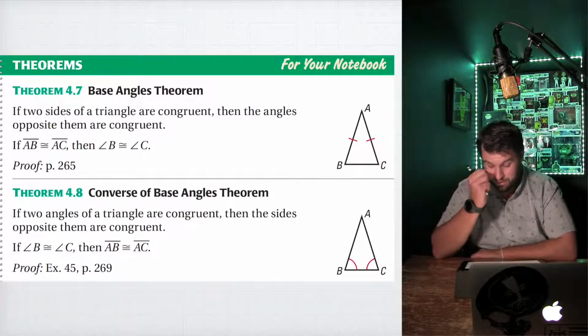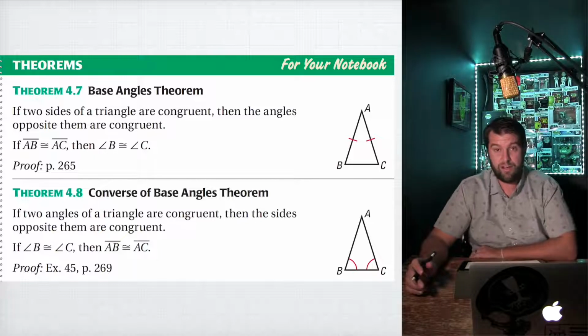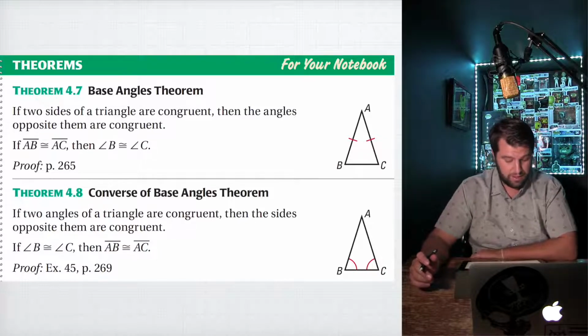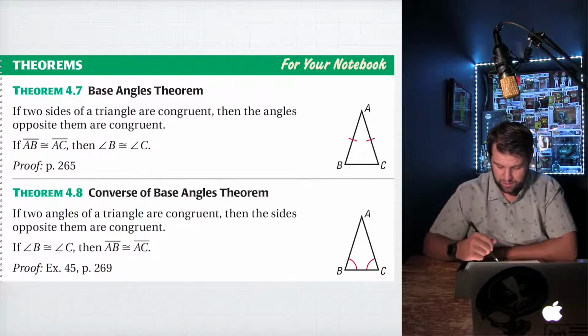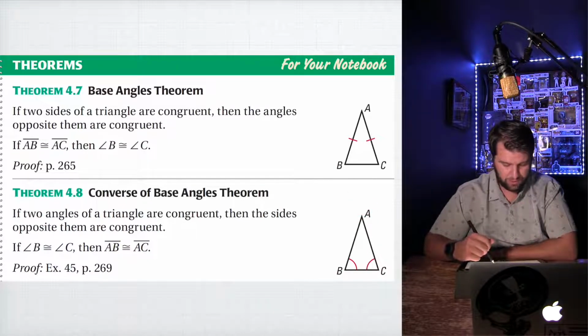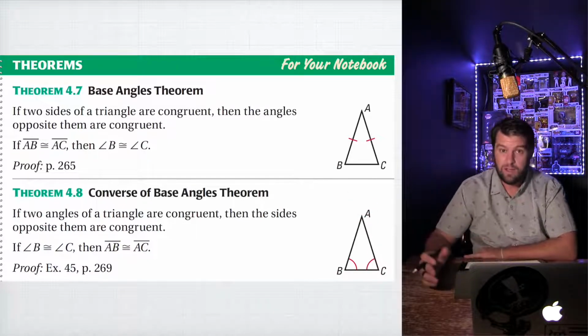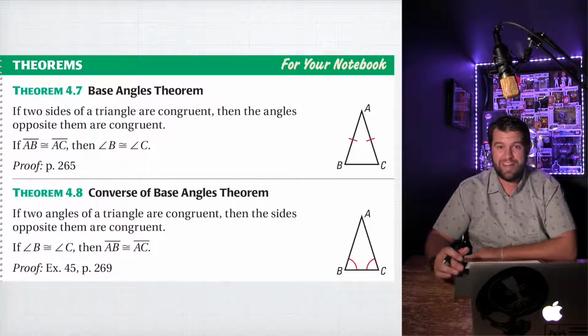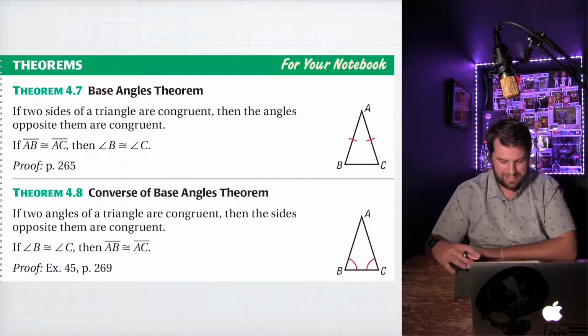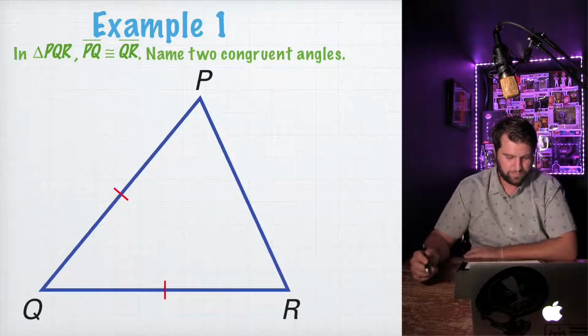The converse of the base angles theorem is the opposite. If two angles of a triangle are congruent, then the sides opposite them are congruent. So here you have angle B is congruent to angle C, so you know that AB is congruent to AC. Pretty simple, okay? Hope that makes sense. Let's go ahead and keep going.